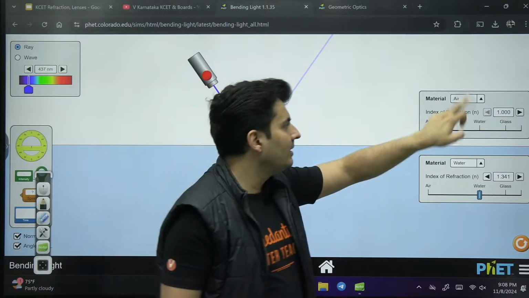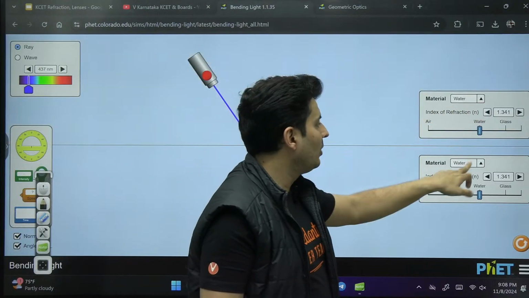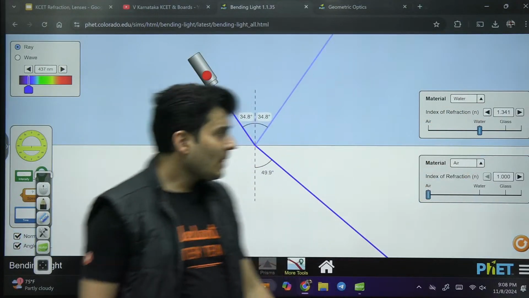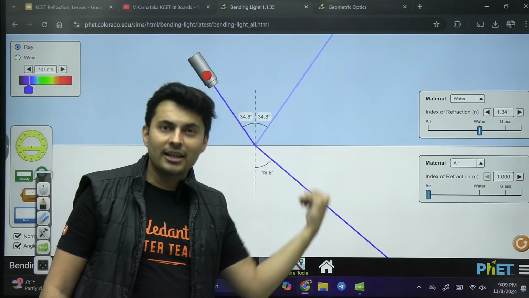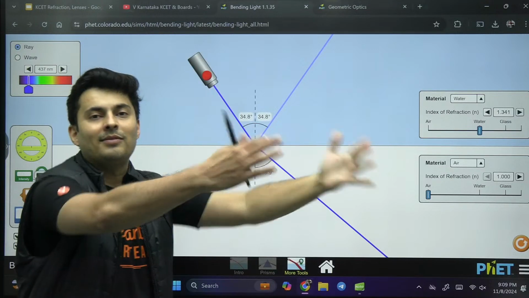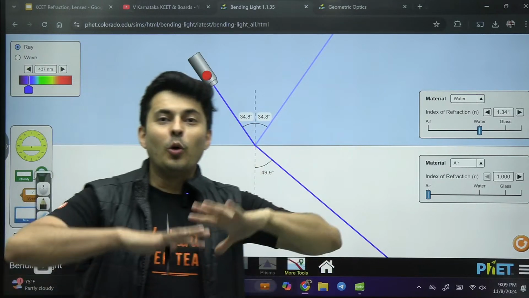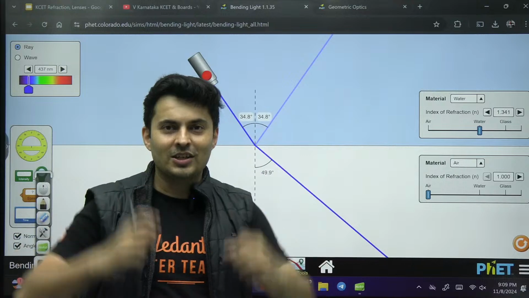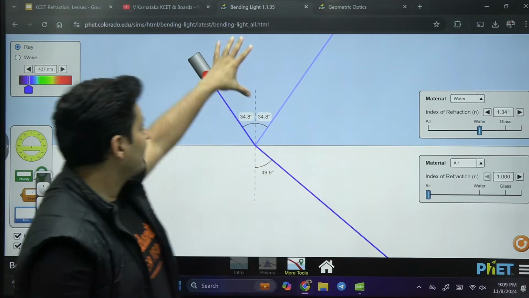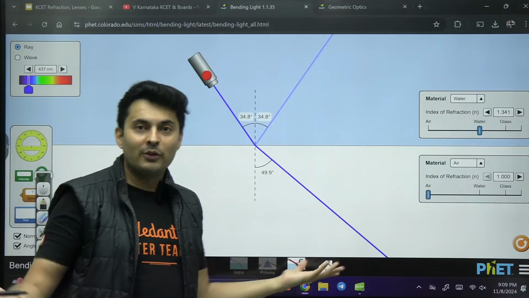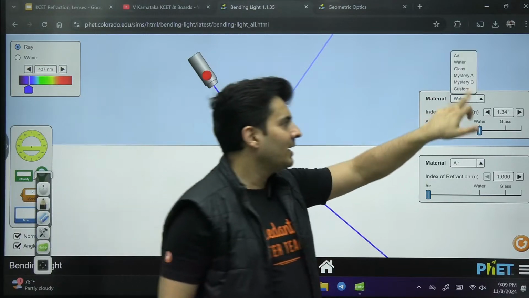But if I make it the other way around, let's say this is water and this is air, then what will happen? Here it will be slow, and as it goes into the rarer medium, it will become fast. It's like open road versus congested road. Dense medium means congested road. So this is congested, this is a little bit free, express highway types. Okay, so that's what happens.